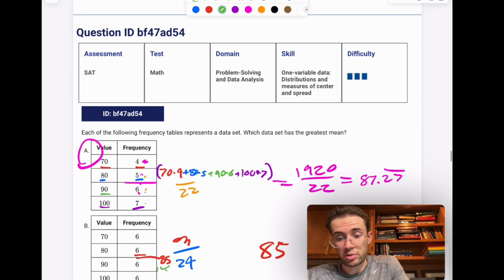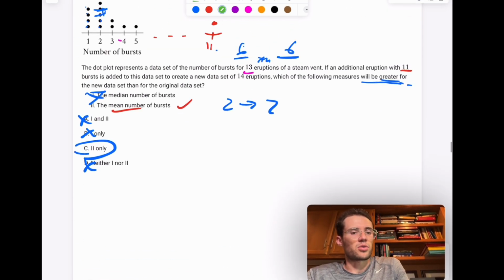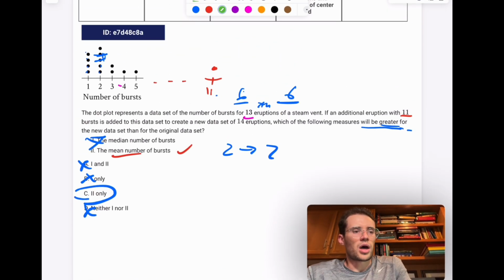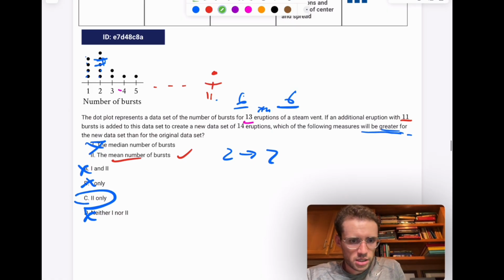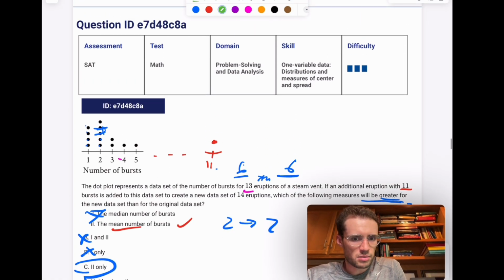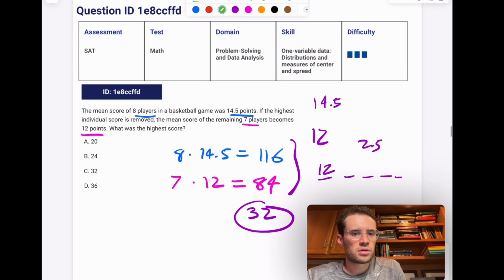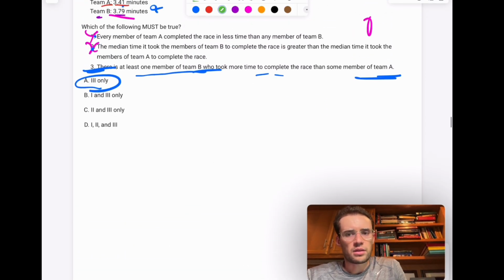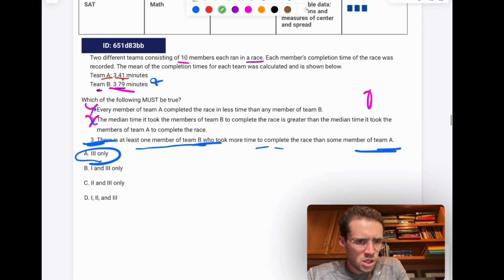I know it took a while to explain it, but if you could recognize that, you could do it in like a second. So this one would be really quick, when otherwise it would have been kind of tedious. And here we have a dot plot. And how does it affect the mean, the median, when you add in an outlier? Another one, calculate the missing or the value that's removed.